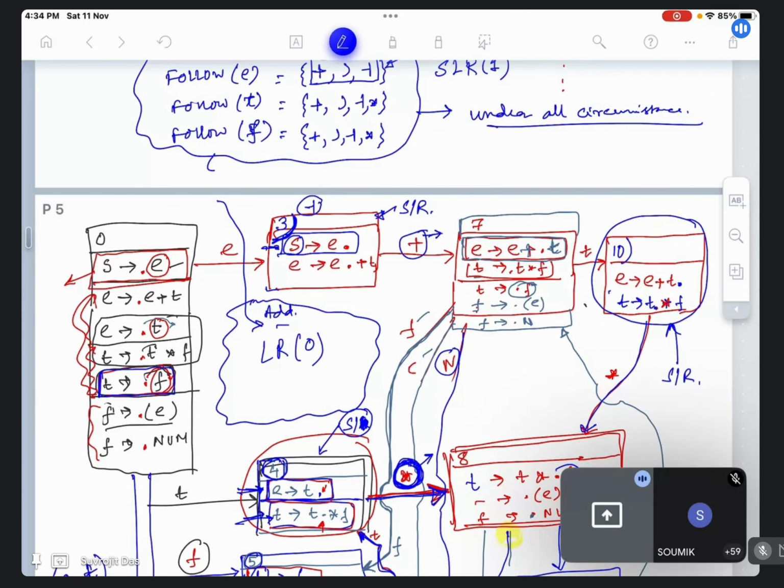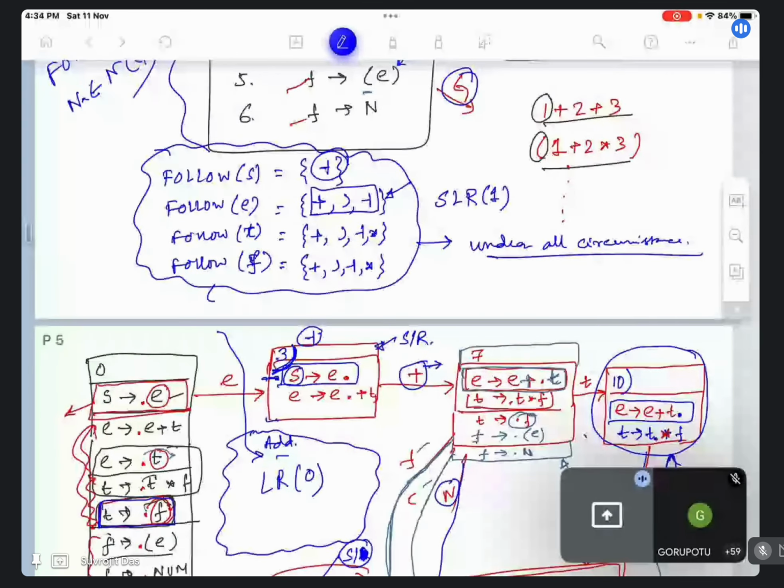Now this is a reducible state. So the question is, if you see a star, what type of decision can you take? Tell me, what type of decision can you take if you see a star? Only shift, sir. Yes, you shift. Why shift? Because star is not in the follow set. Yes, star is not in the follow of E. So follow of E doesn't have a star, so you decide to shift.